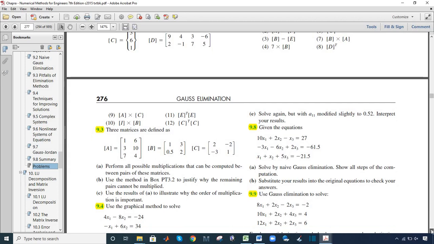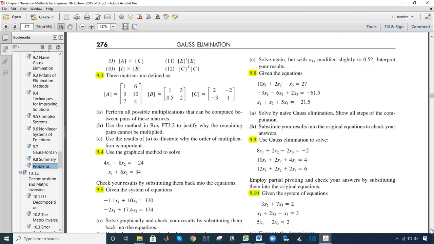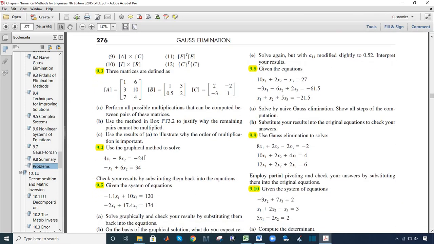Next problem is 9.4. Use the graphical method to solve. These two equations are given: 4x1 minus 8x2 is equal to minus 24, and minus x1 plus 6x2 is equal to 34. You have to solve graphically.